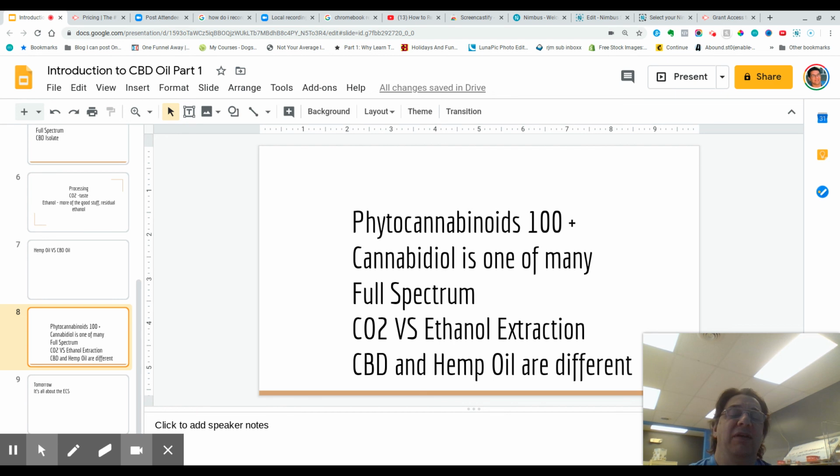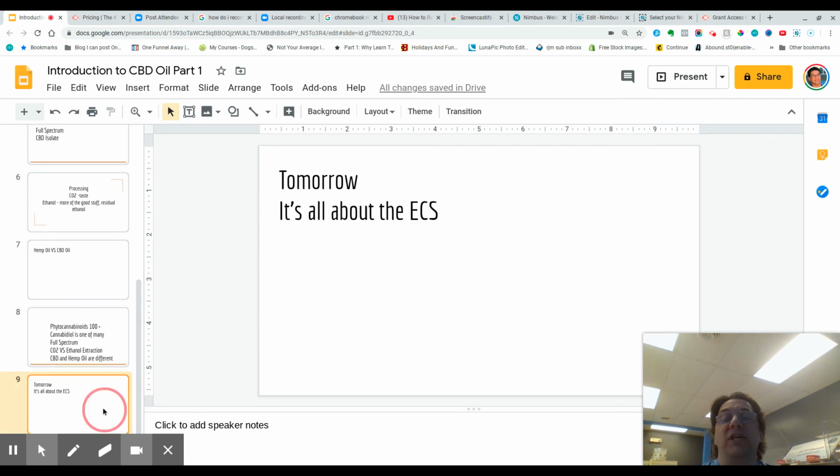Just to sum it up, CBD is one of the 100 or so phytocannabinoids found in the hemp plant or in the marijuana plant, and cannabidiol is CBD. Full spectrum is when everything is extracted from the plant and it is not separated. There are 2 ways to extract all the oil: CO2 or ethanol extraction. And don't forget, CBD oil comes from a different part of the hemp plant, where hemp oil comes from the seeds. Tomorrow, we're going to talk about the ECS, the endocannabinoid system, and what it does.